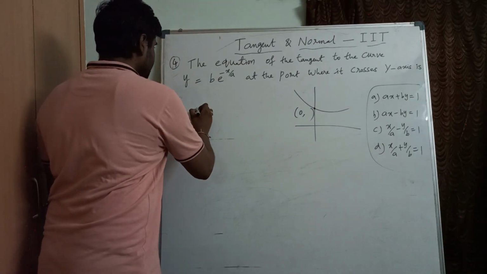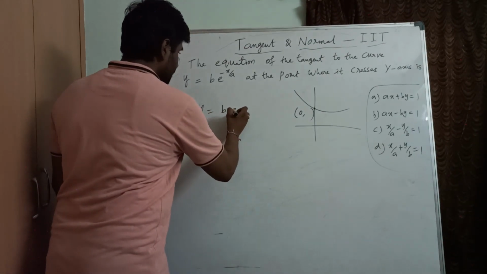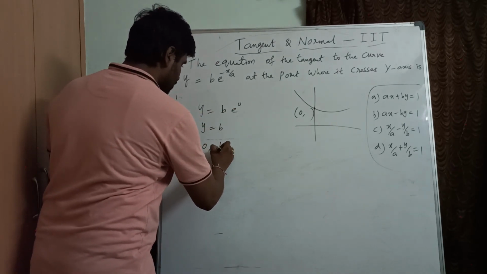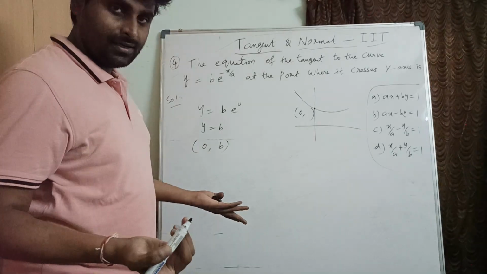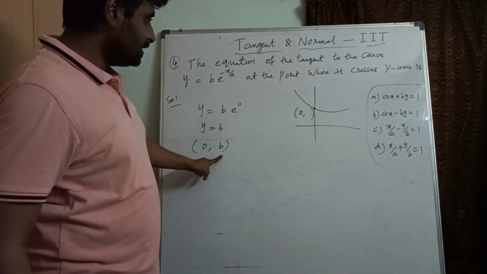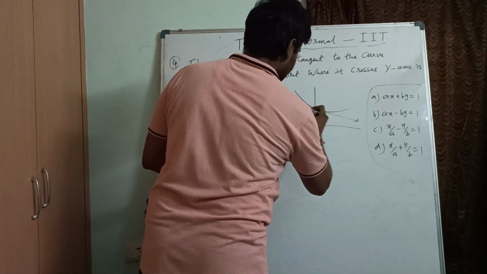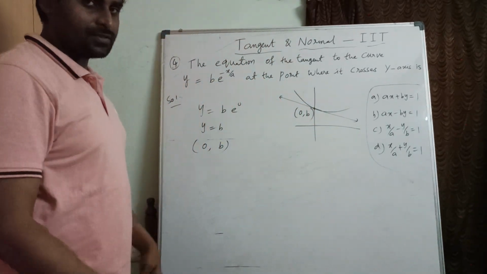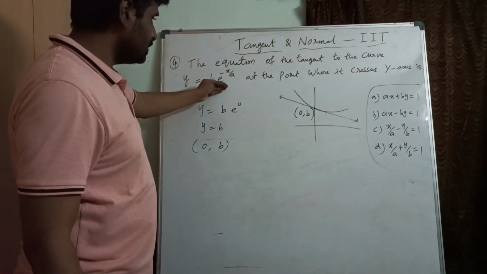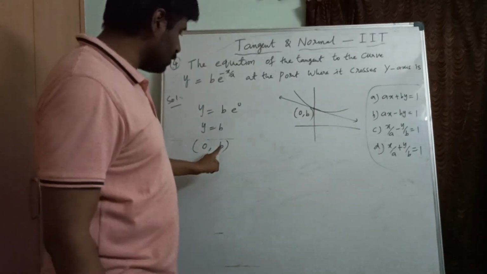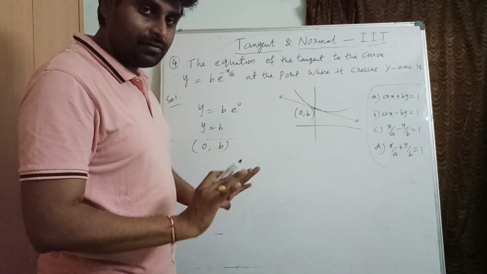So what is the y value? y equals b into e power 0, so y is b. Then what is the point of intersection? 0 comma b. So this is the point of contact. Now we are going to find the tangent. It's very easy. Derive this, find the slope of the tangent, and by using the slope and the point we can find the equation of the tangent.